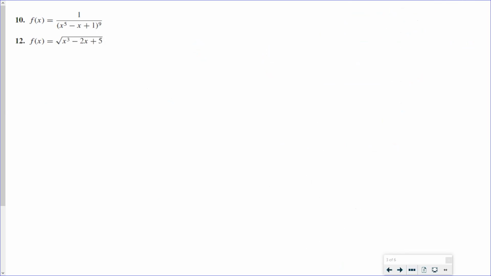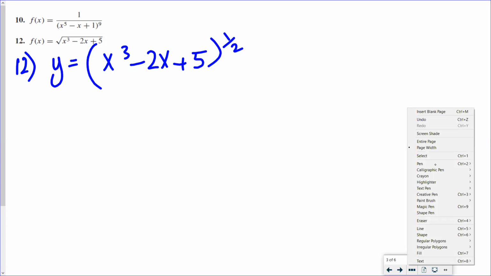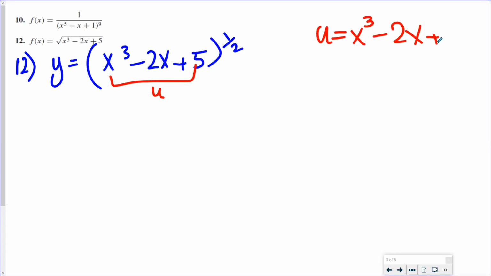Now, number 12. In number 12 here, we have y equals x cubed minus 2x plus 5, and it's raised to the power negative half. It's raised to the power half. So now I will suppose that this is u. So I will say here, u is x cubed minus 2x plus 5. And since this is u, y will be u raised to the power half.